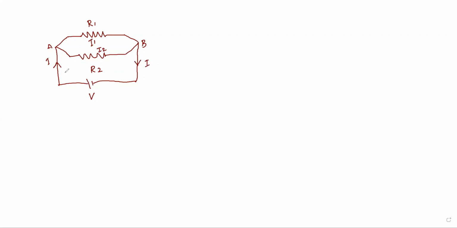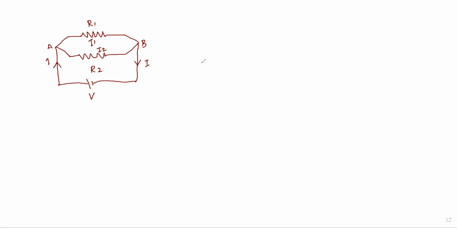Understood? Very simple concept. You are providing the current, that is I. When it reaches the point A, the current gets divided into two parts, one for R1 and one for R2, and the currents will be named I1 and I2. When they reach point B, again it becomes I, and it reaches the negative end of the battery. So this is the simple arrangement of the parallel combination of the resistors.